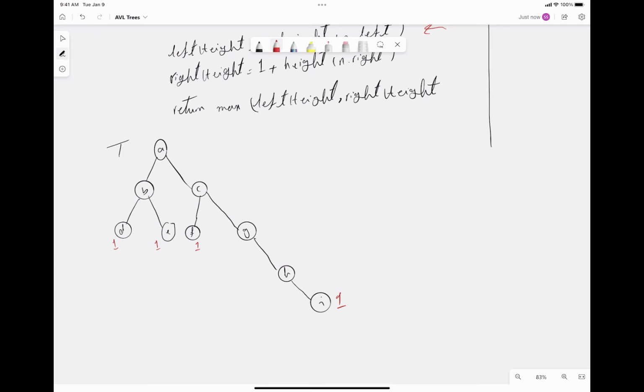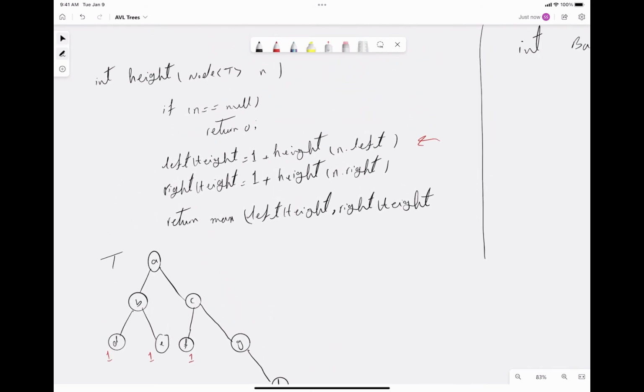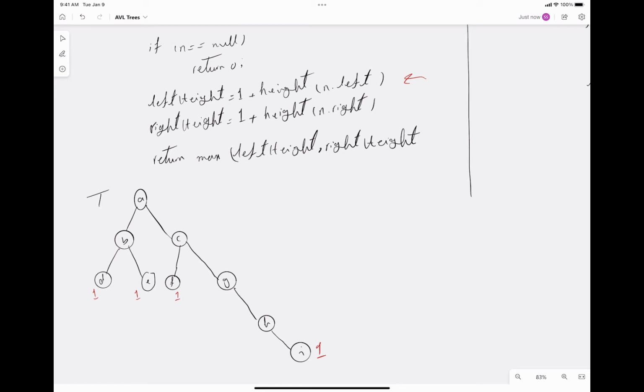Then let's look at the node H. The node H, as the pseudocode or the algorithm says, is not null, so we need to calculate its left height, which is 1 plus the height of its left side. Because its left side is empty, it doesn't exist, so it's 0, so the left height will be 1. On the right side, it has the node I, which has the height of 1. So 1 plus 1 will be 2, and the maximum of 1 and 2 will be 2, and that's exactly true. As you see, the node H and its right side make 2 nodes.